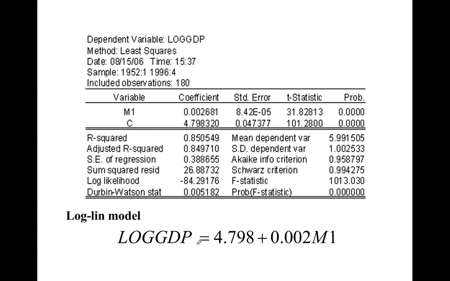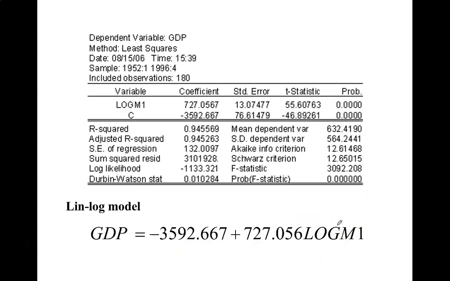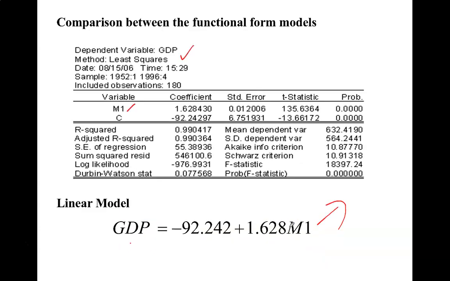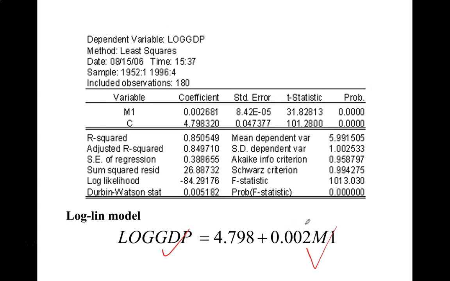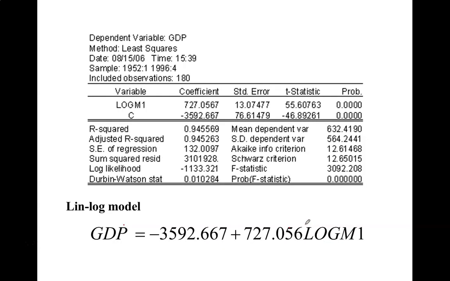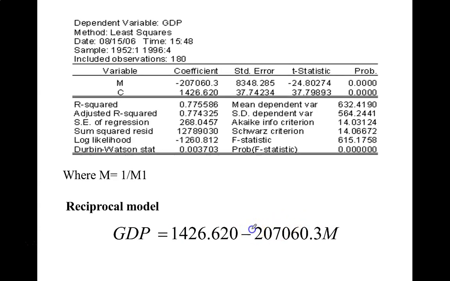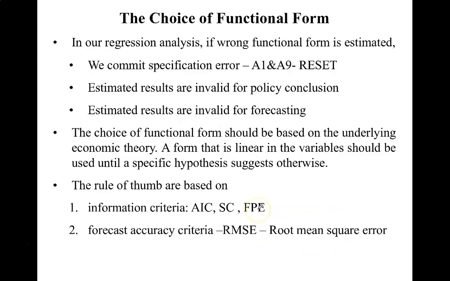Here is the log linear model, with log at the y and linear at the M1 side. And here is the linear log model. You see how the coefficients are different, here 1.628, here 1.318 for the M, here 0.002, here 727 for the linear log model, and the reciprocal model produces its own results. So five different models estimated produce five different results.